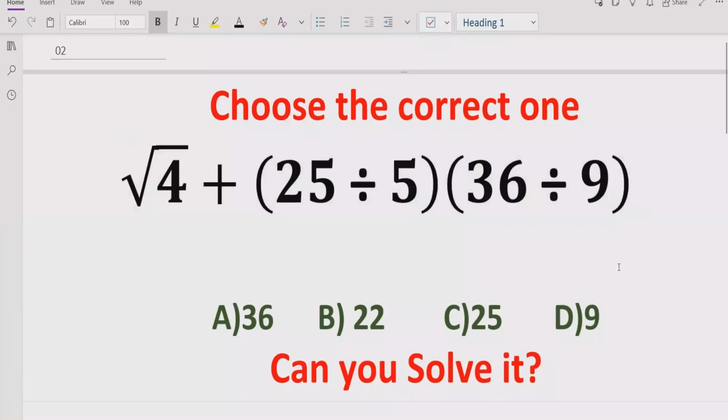Today we will solve another quiz which is related to arithmetic expression. The quiz contains the basic operations: plus, division and multiplication. So we have to solve this quiz using the PEMDAS and BODMAS method and find out the correct answer. In the answer list we have four answers: 36, 22, 25 and 9. So let's see after solving it which answer is correct.